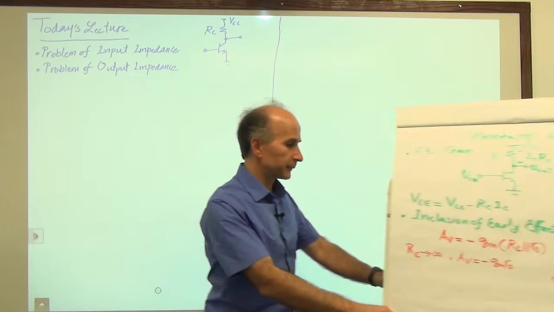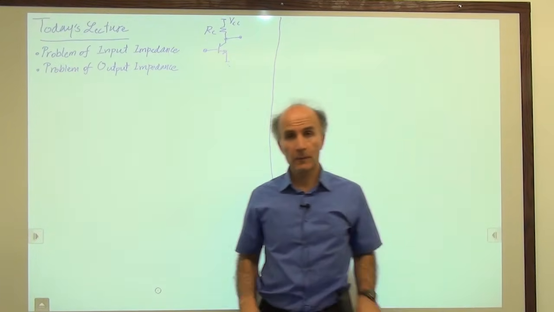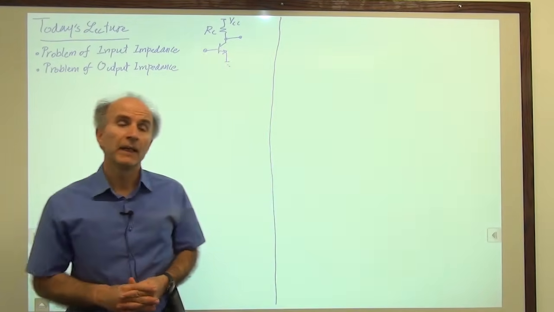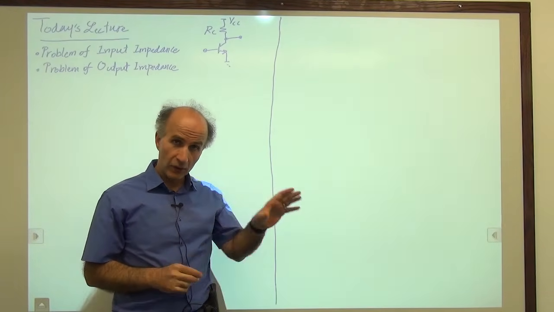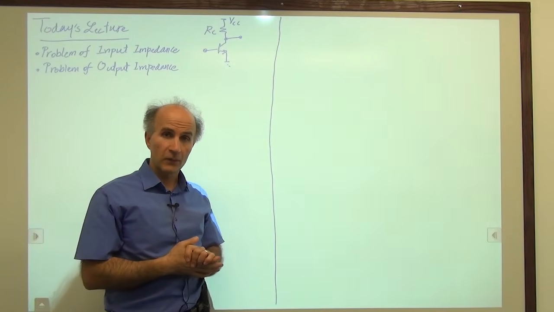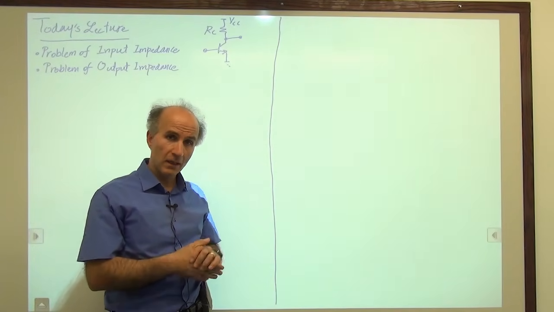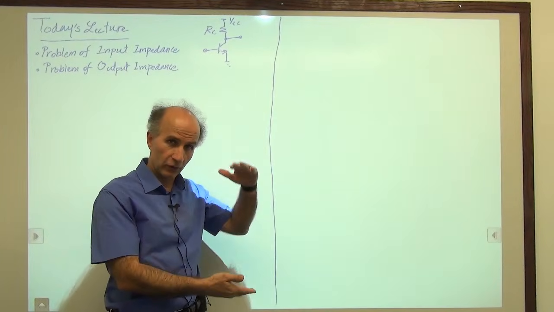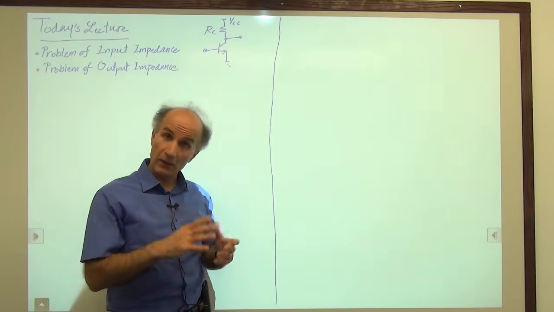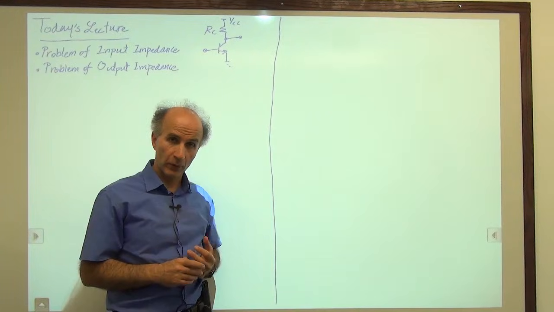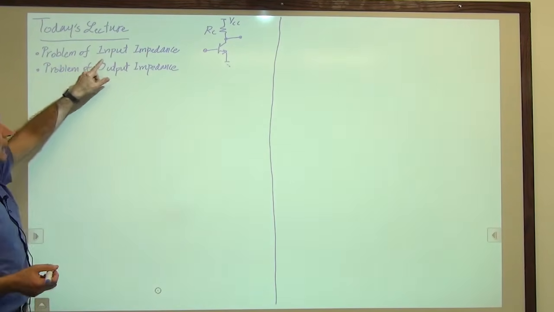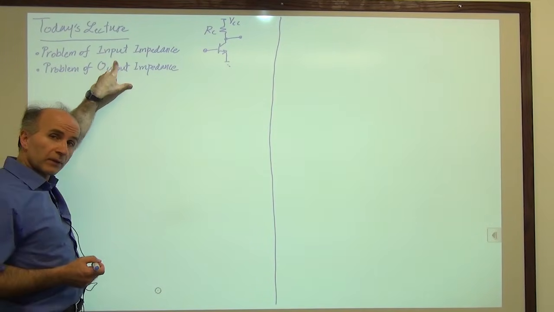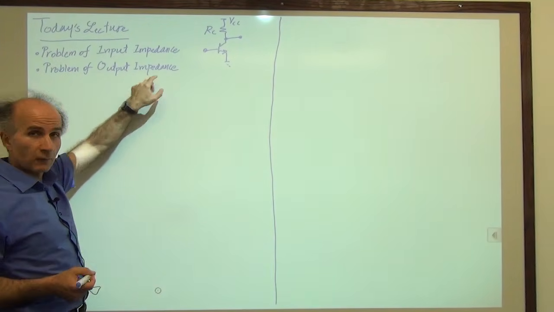And now we would like to explore the common emitter stage a little more and understand some of its limitations. In addition to what we saw in terms of gain, we saw that the gain is ultimately limited by the voltage headroom and the supply voltage. But there are other limitations that are also important. So today we will understand what we mean by input impedance and why that's important, and also output impedance for the common emitter stage.